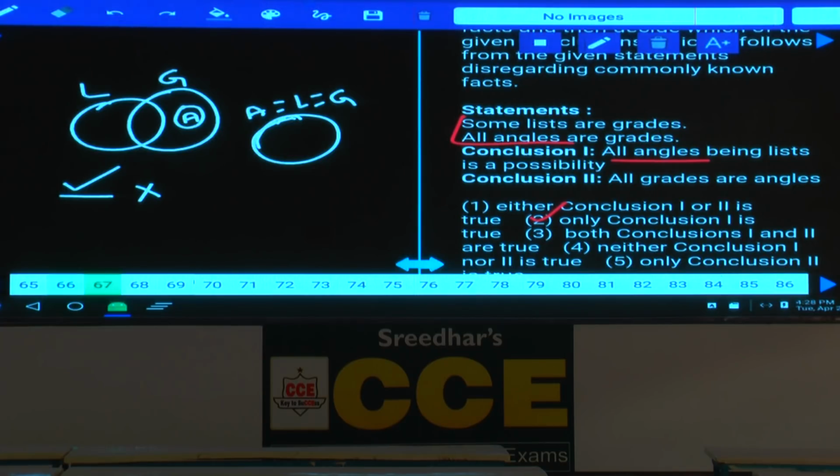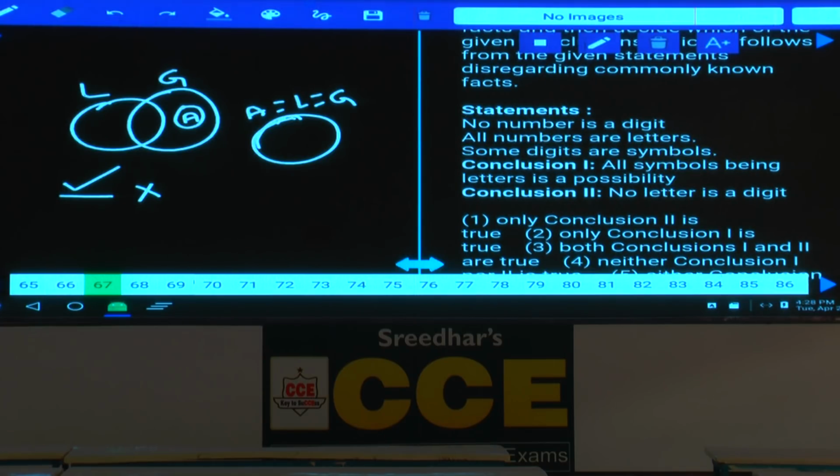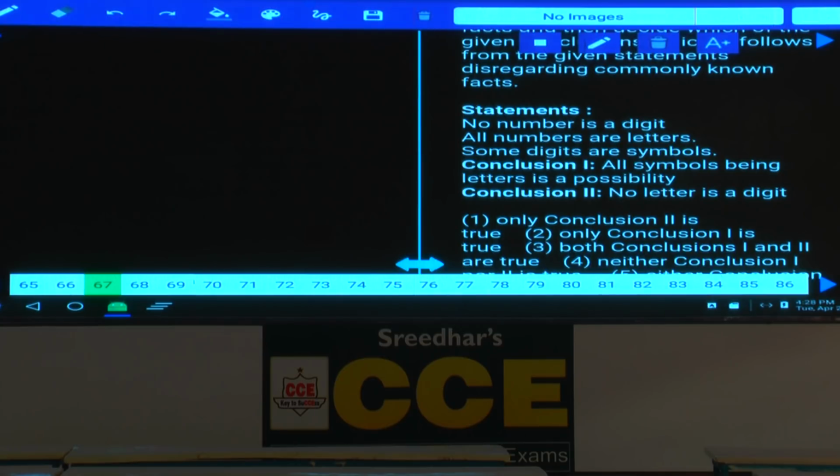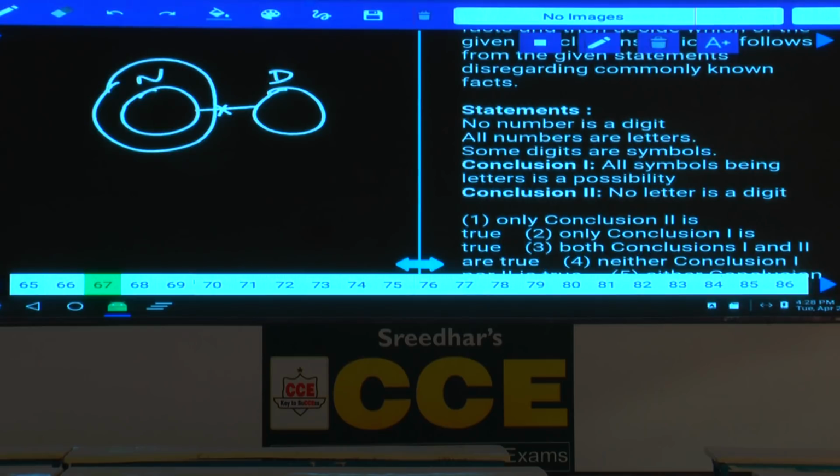Then question number 67. In this question, no number is a digit. Number and digit, no intersection between these two. And all numbers are letters. And some digits are symbols, which can be written like this. Then the first one is a possibility. Second, no letter is a digit. Now the second one is a negative conclusion, which is definitely true.